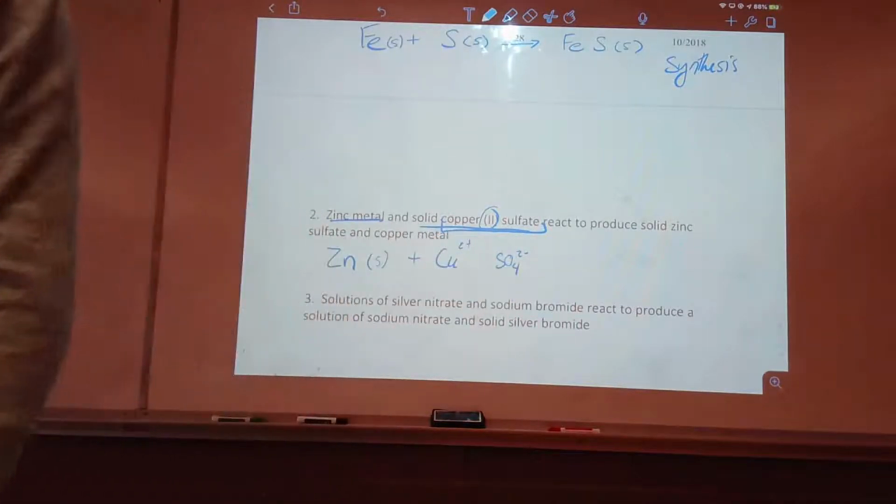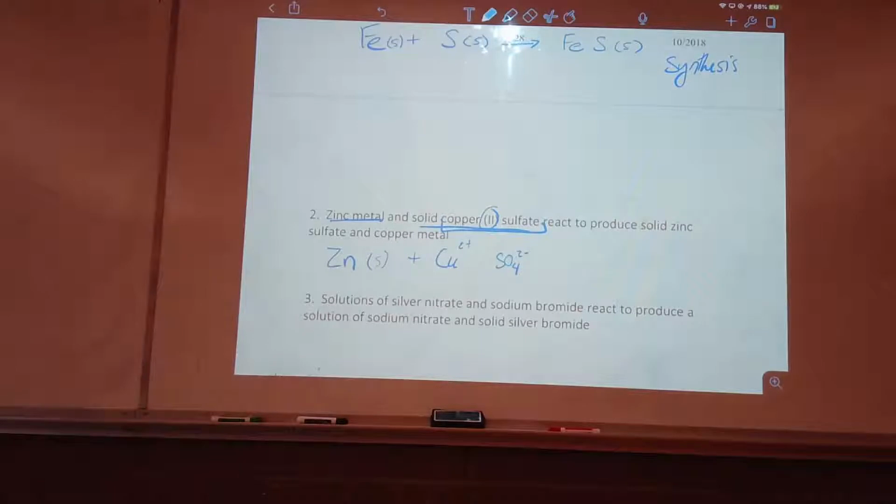So we can bring them together. It would just be CuSO4. The equal and opposite charges cancel. This again says it's solid, so we put a little s. They react to produce solid zinc sulfate and copper metal.